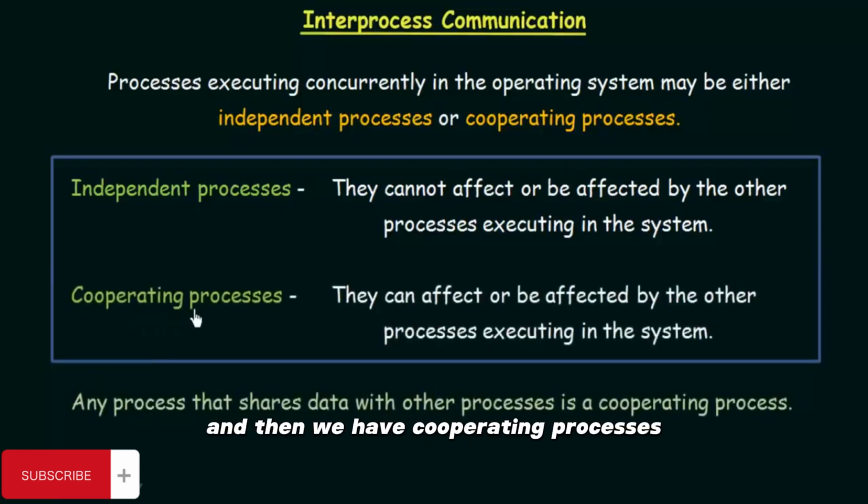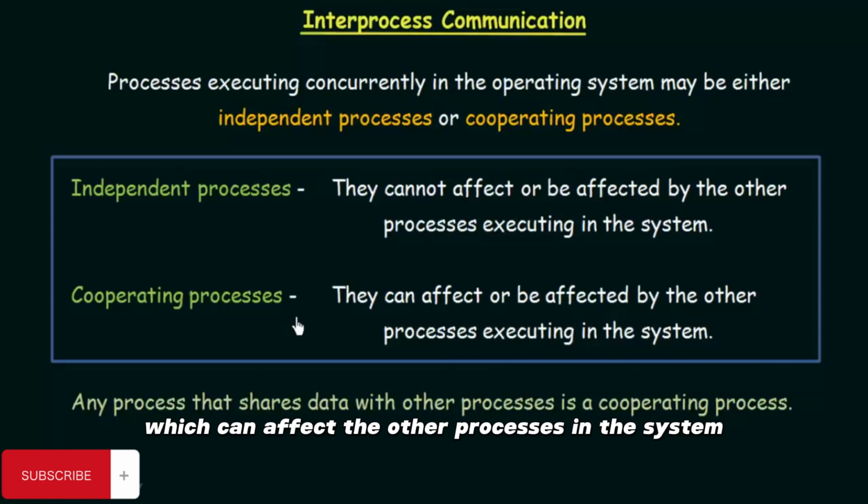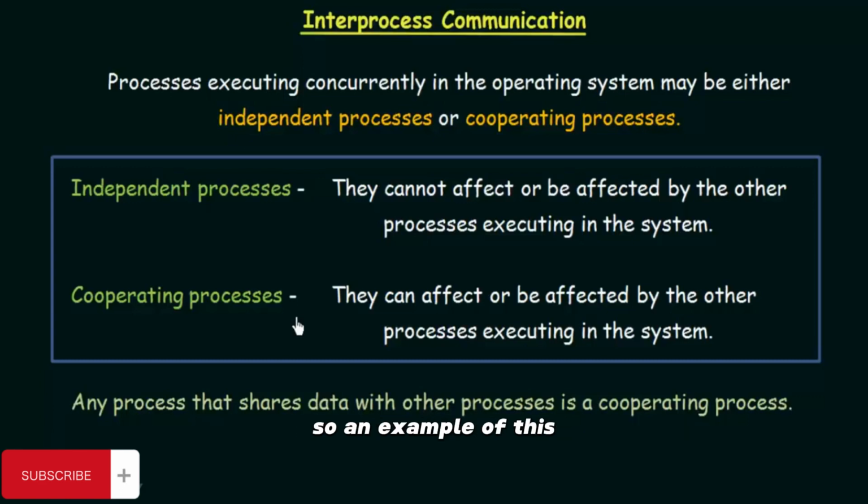And then we have cooperating processes. These are the processes that can affect or be affected by the other processes executing in the system. So cooperating processes are those processes which can affect the other processes in the system, and also they can be affected by other processes executing in the system. An example of cooperating processes is any process that shares data with another process.